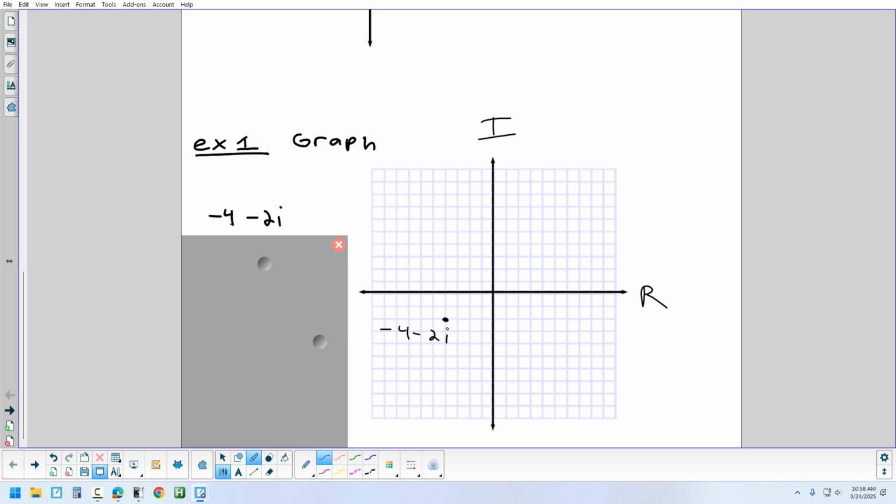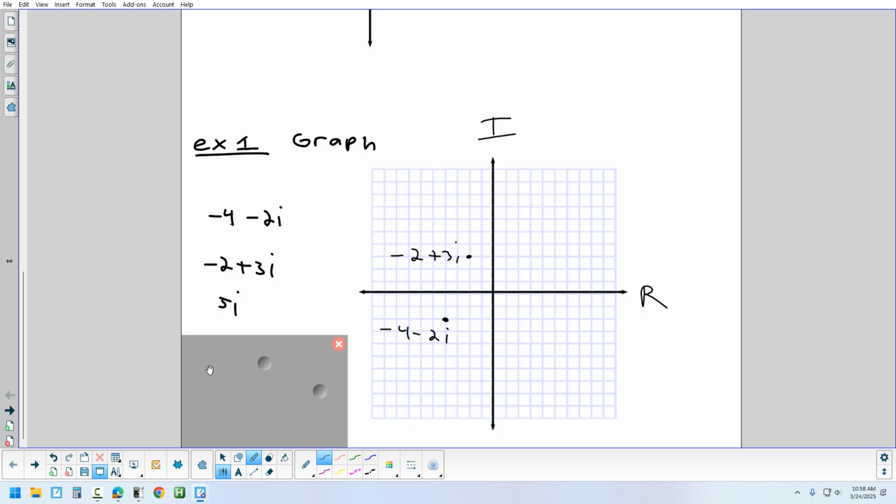That's it. What's important about graphing it? I'll show you that in a minute. How about this one? Negative 2 plus 3i. How would I graph that point starting at the origin? Go over negative 2 to the left, and then up 3. So left 2, up 3. Right there. That's negative 2 plus 3i.